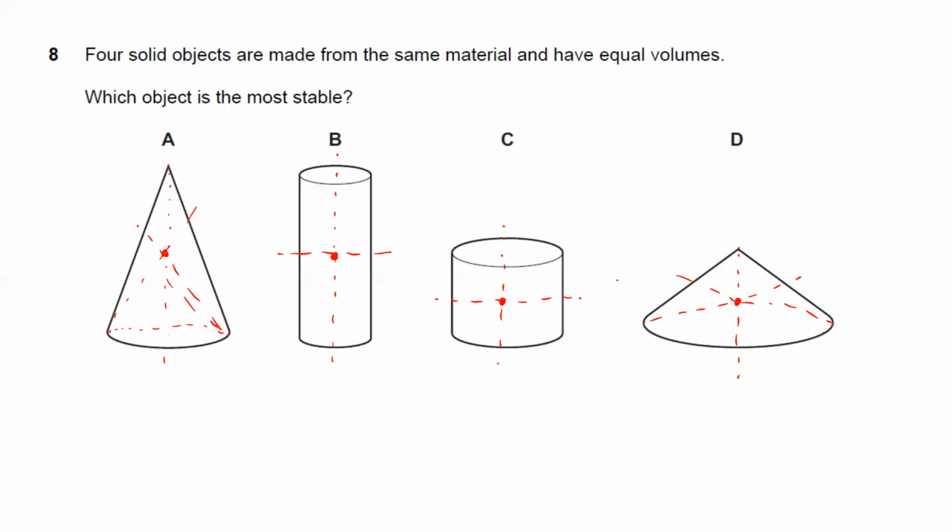The second thing we must look for is the object with a wider base. The wider the base, the more stable the object, because a wider base allows the object to have a lower center of gravity or lower center of mass. Amongst them, these two are almost equal. This is the highest one. This is a little lower than the previous one. This is low, and this is the lowest one with a wider base. So answer D is the best choice.